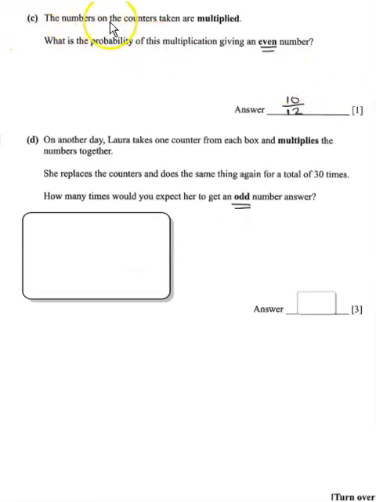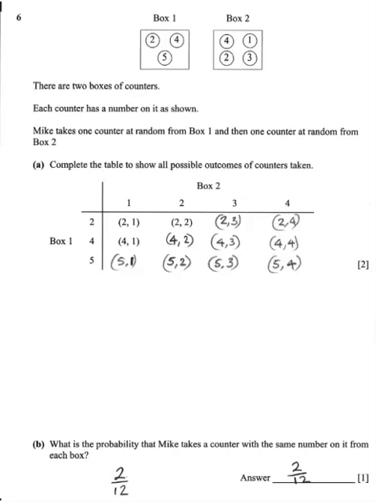Question C says the numbers on the counters taken are multiplied. What is the probability of this multiplication giving an even number? Now if we look back on the question there, if we multiply with an even number, we'll get an even answer. So those 4 here would be all even when multiplied together. All of those 4 would be even if we multiplied the 2 numbers together.